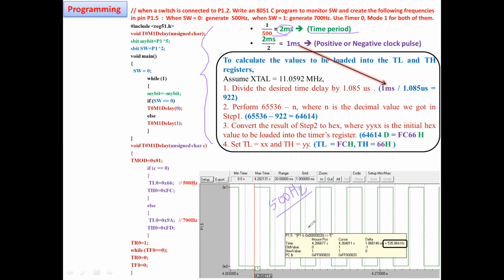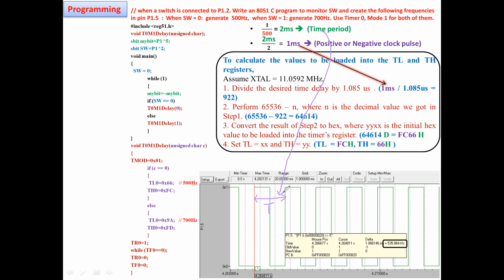Always the time period is positive and negative, right? That is the positive half cycle and negative half cycle, both. That is your time period. Inverse of frequency will give you your time period. So this is your time period.